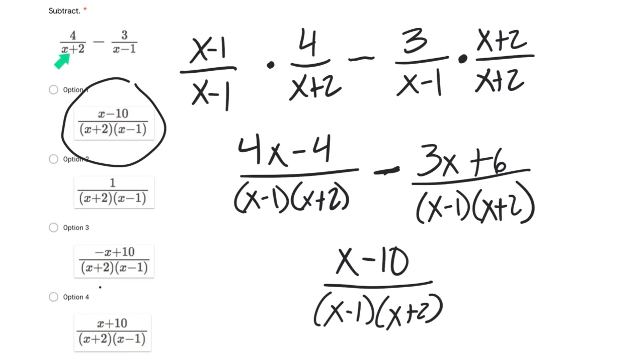Just a quick review of what happened. We had different denominators. So I need to take this denominator and multiply to this side, this denominator multiply to this side. This is what we got here and here.